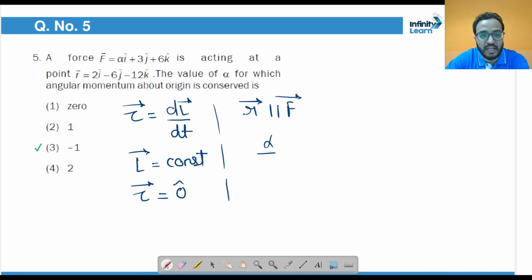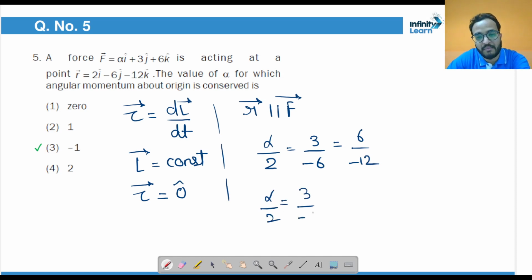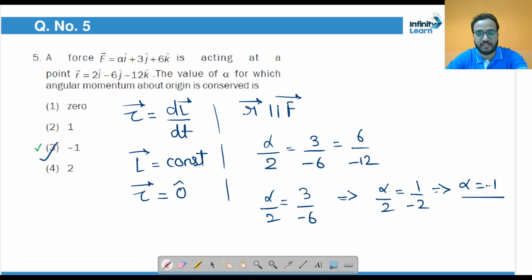Okay, so you can say alpha by 2 must be equal to 3 by minus 6 must be equal to 6 by minus 12, right? So we can take any one. Alpha by 2 is 3 by minus 6, so alpha by 2 is 1 by minus 2, so alpha is minus 1. Got it? Third option is correct.